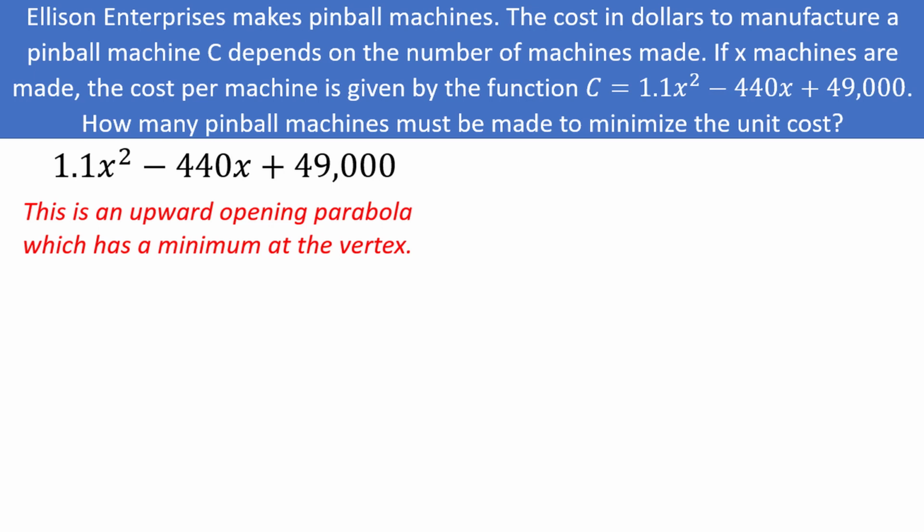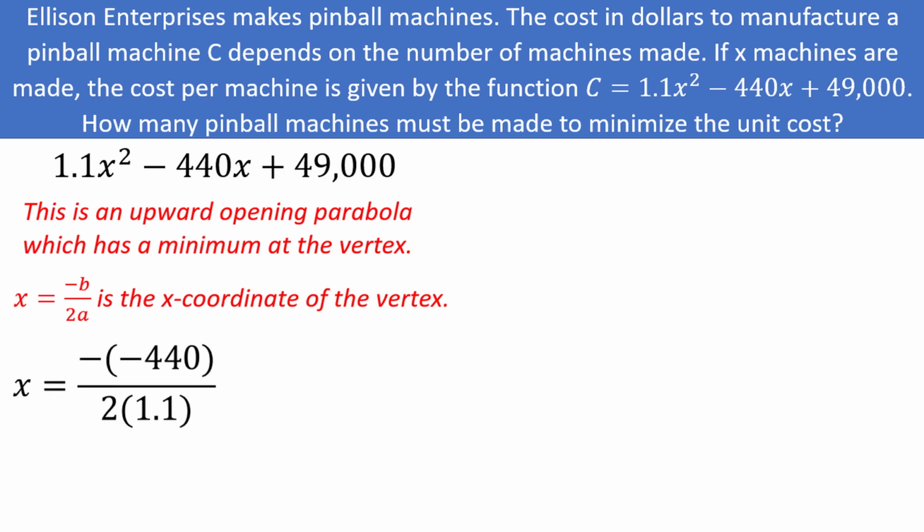The vertex of a parabola will occur at the axis of symmetry, which has the equation negative b over 2a. In this case, we have negative 440 divided by 2 times 1.1, which is the same thing as 440 divided by 2.2. If you type this into your calculator, you will get x is equal to 200. That means that 200 pinball machines must be manufactured to minimize the cost per machine.